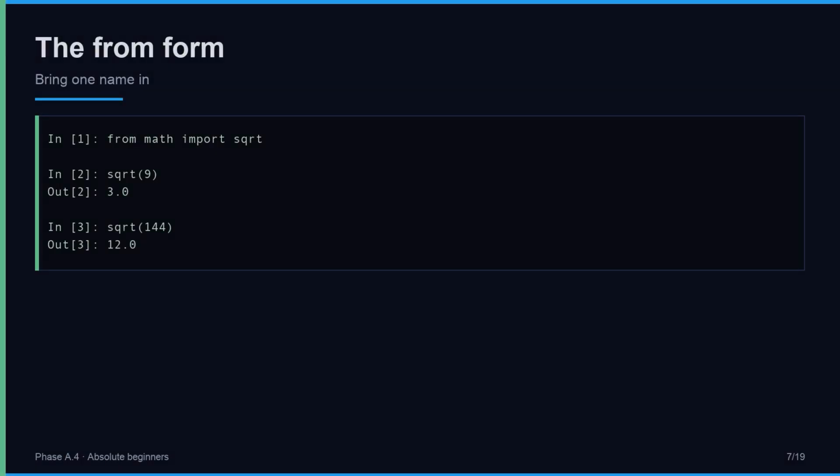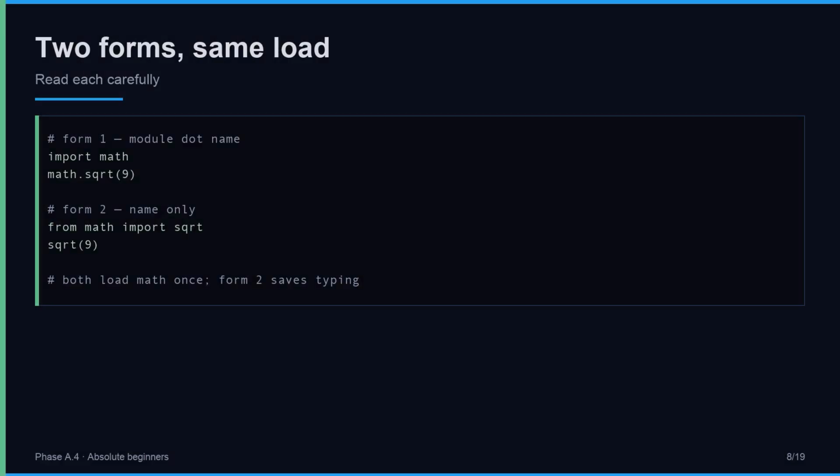There is a second form. From math import sqrt. This loads the math module, same as before, but it brings the name sqrt directly into your code. Now you type sqrt of 9, no dot needed. You saved 4 characters. The trade-off: you lose the visual reminder that sqrt came from math. Both forms load the module once, they only differ in which names you type.